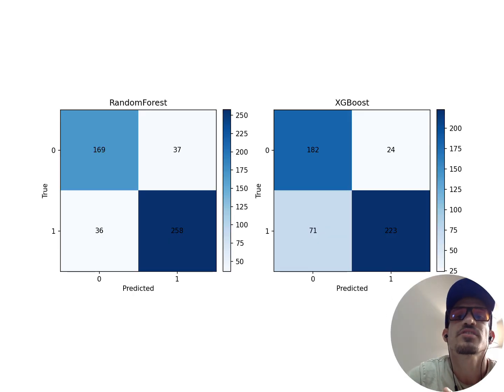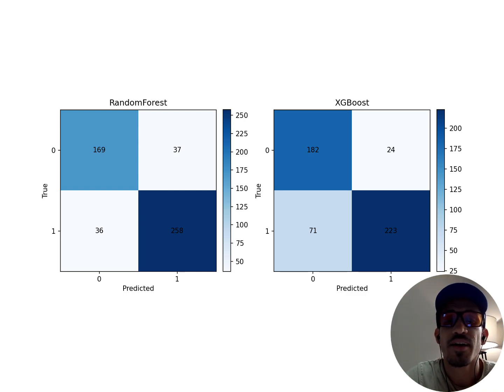This confusion matrix shows the shared error structure between RF and XGBoost. Most errors are concentrated near the decision boundary, which suggests the hard cases are biologically ambiguous rather than random failures.